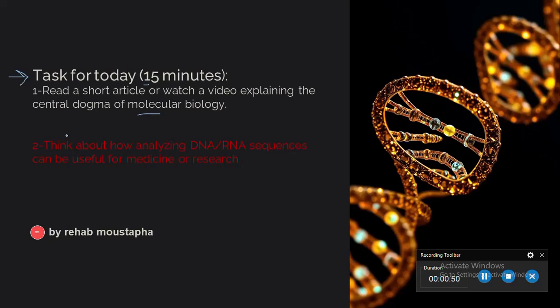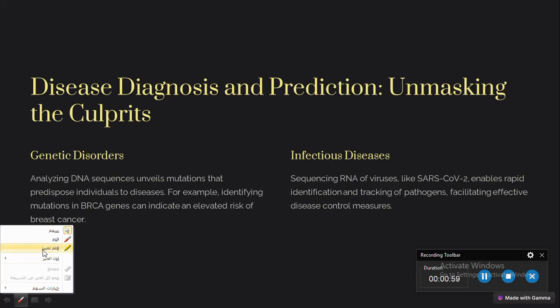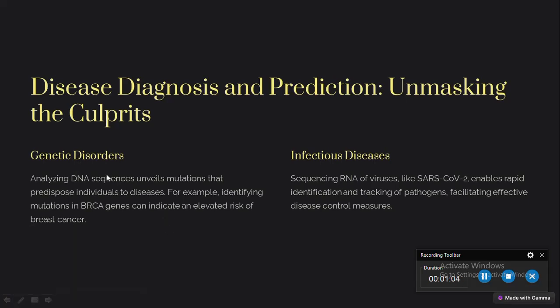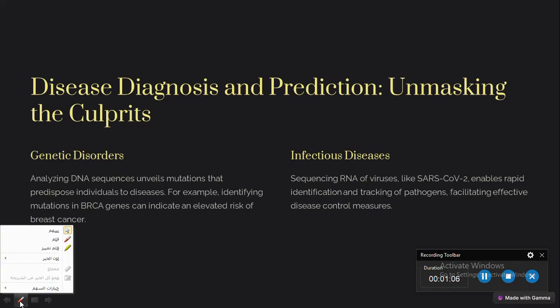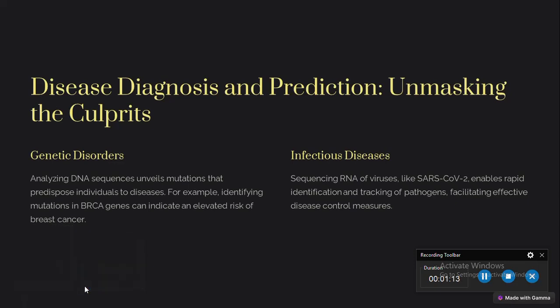ChatGPT to expand my knowledge. And this is what it gave me. Okay, it said the following: analyzing DNA and RNA will help you understand genetic disorders and infectious diseases. Okay, analyzing the DNA sequence unveils mutations.